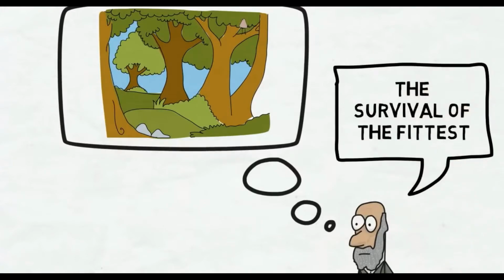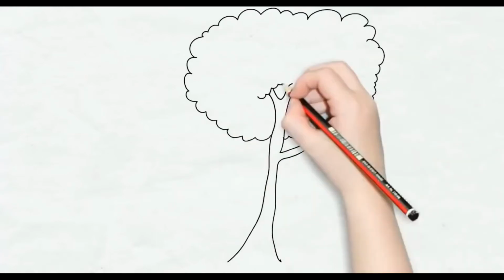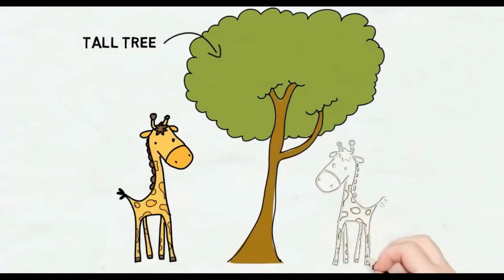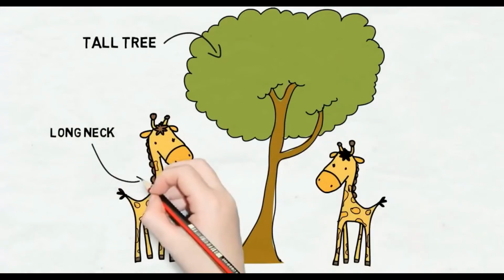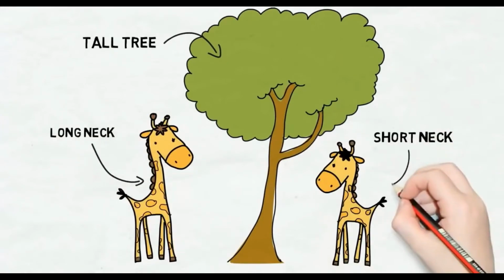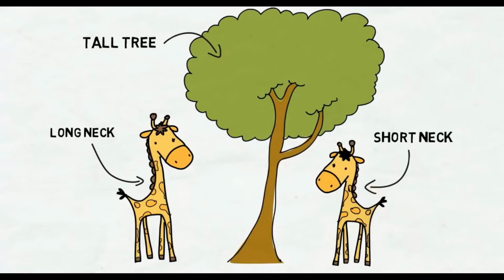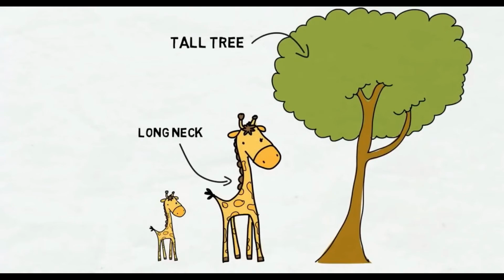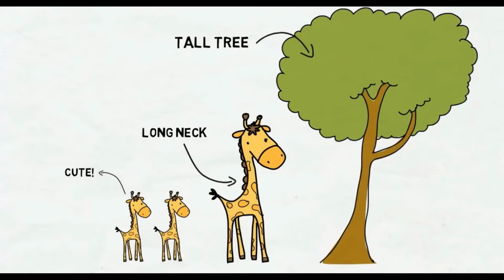In any environment, plants and animals from the same species show natural variation in their physical characteristics, such as neck length in giraffes. Darwin suggested that those plants and animals best suited to their environment are more likely to survive and pass on their characteristics to their offspring. Over a long period of time, the characteristics of the surviving members of the species will come to predominate. Confused?